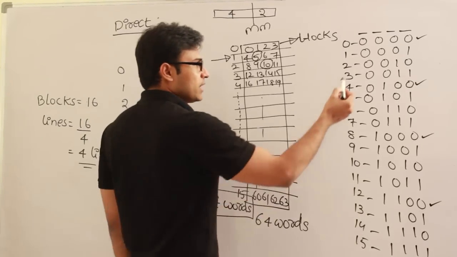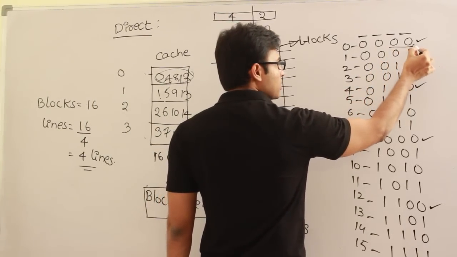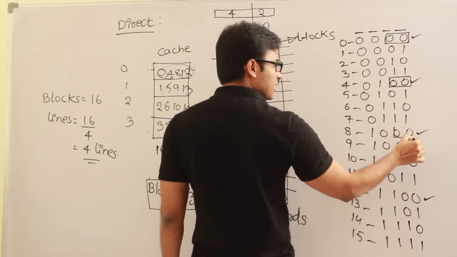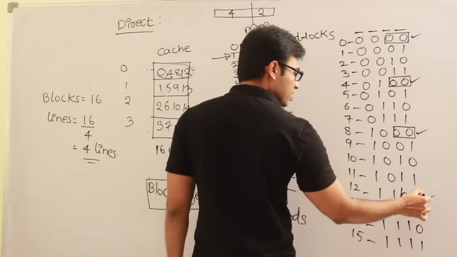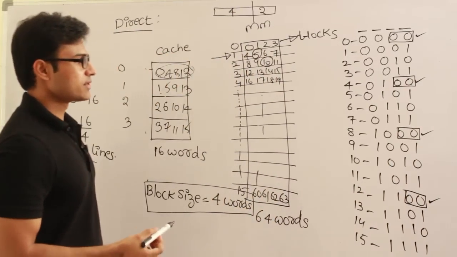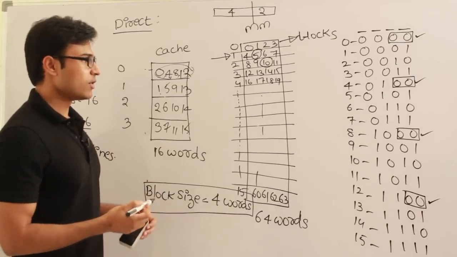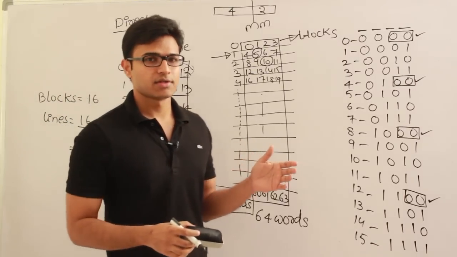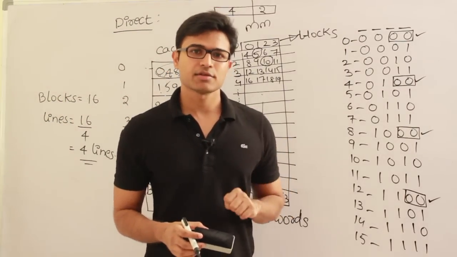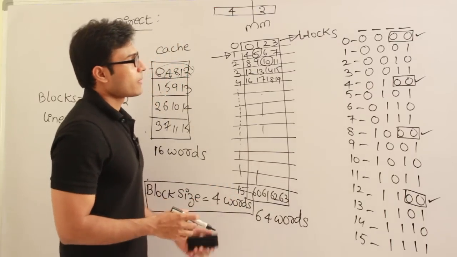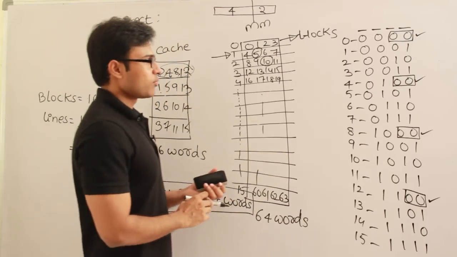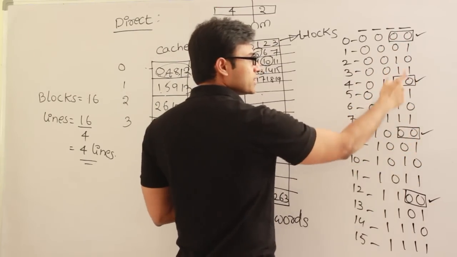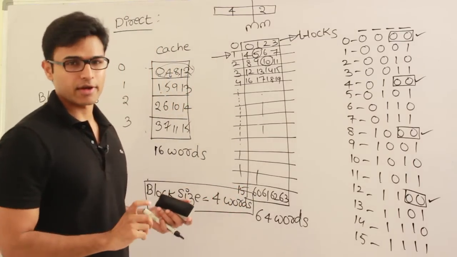If you observe, the least two significant bits of all of these are 00, right? So if the least two significant bits are 00, it means that if they are ever present in the cache, they will always be present in cache line number 0, right? And now if you observe one more thing, only these 4 blocks will have the least significant 2 bits as zeros. No other block will ever have it, right?